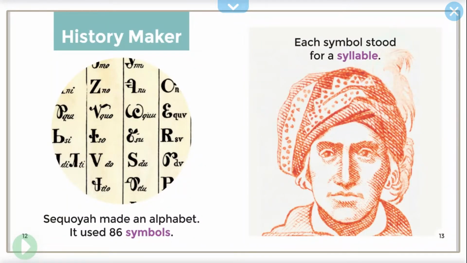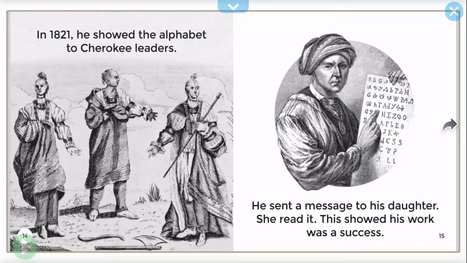History maker. Sequoyah made an alphabet. It used 86 symbols. Each symbol stood for a syllable. In 1812, he showed the alphabet to Cherokee leaders. He sent a message to his daughter. She read it. It showed his work was a success.